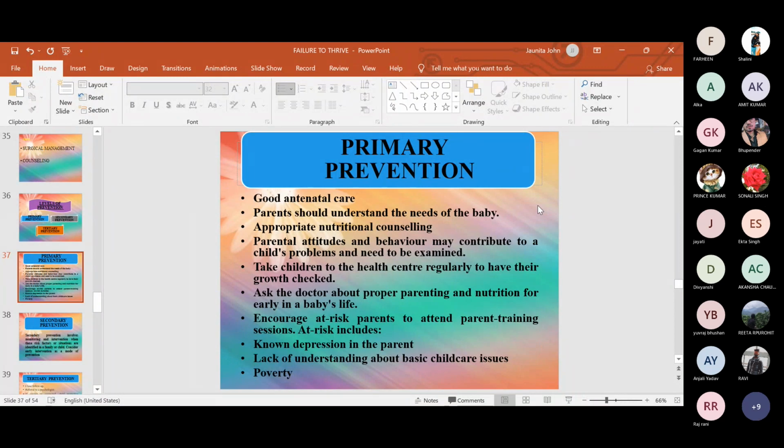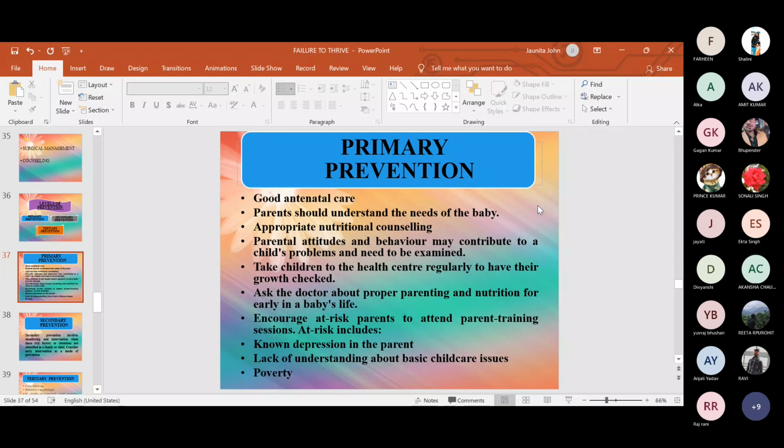Then you have to take the child for a regular visit, the particular infant or child, for normal health, growth and development, as we had seen in the management itself, that they have to be taken care of regularly and growth check has to be maintained. Then the caregiver of the baby should ask the doctor about proper parenting of that baby, or about nutrition, what type of nutrition is to be given in the early life of the baby.